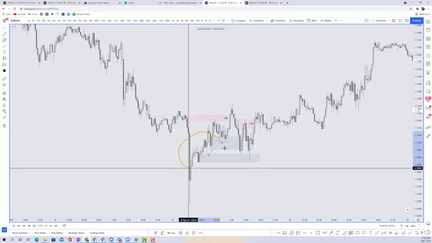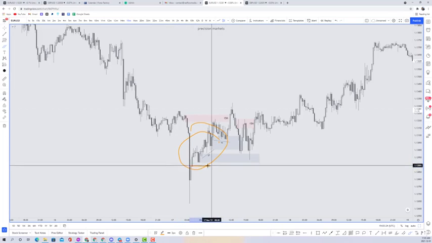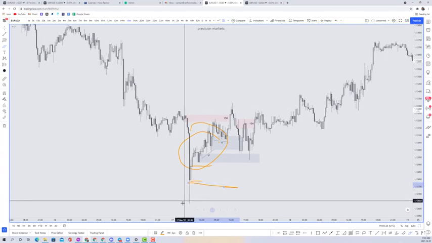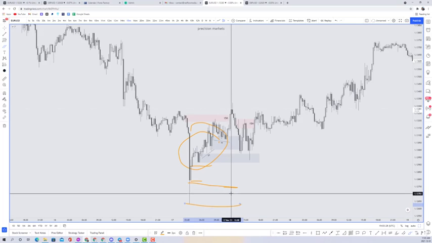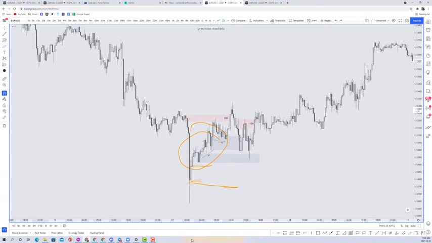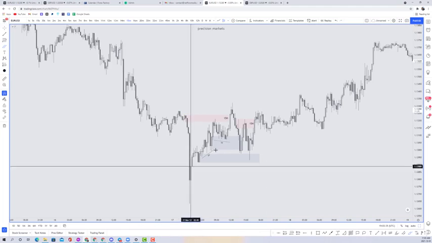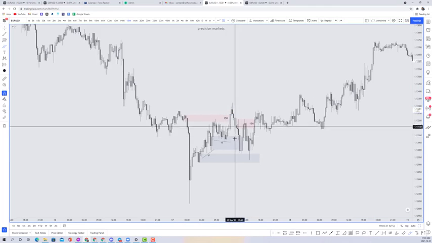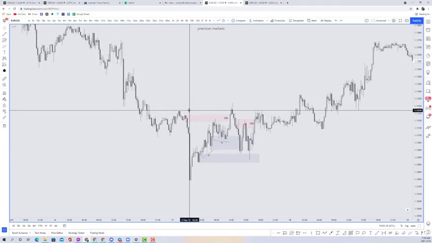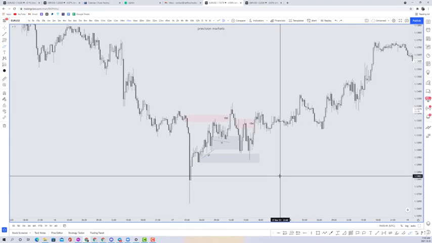So these two zones stood up to me, and obviously we have this wick. Preferably we don't want to see price go down to the extreme after it took a supply, because this did create new bullish structure on the 15 at the time. I believe, yes, it did.